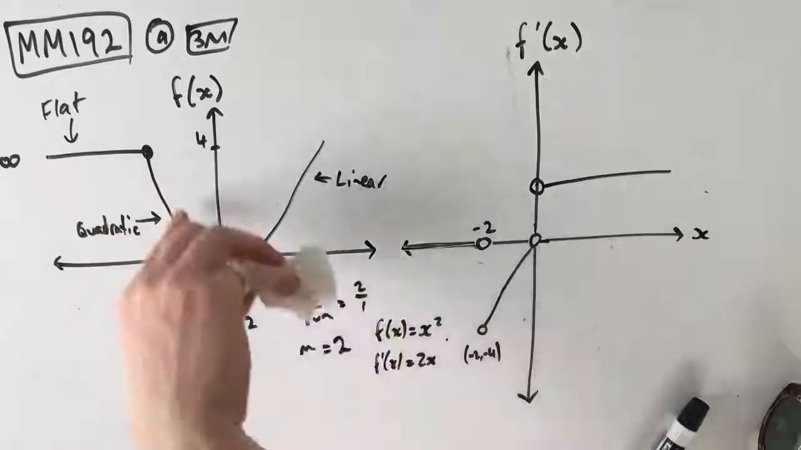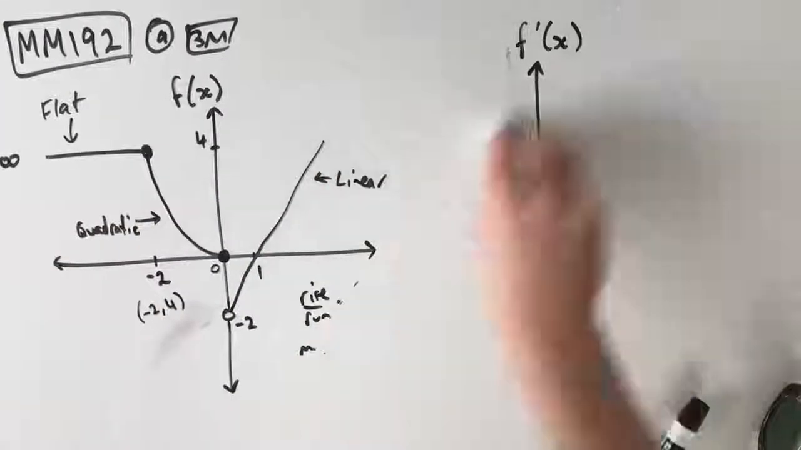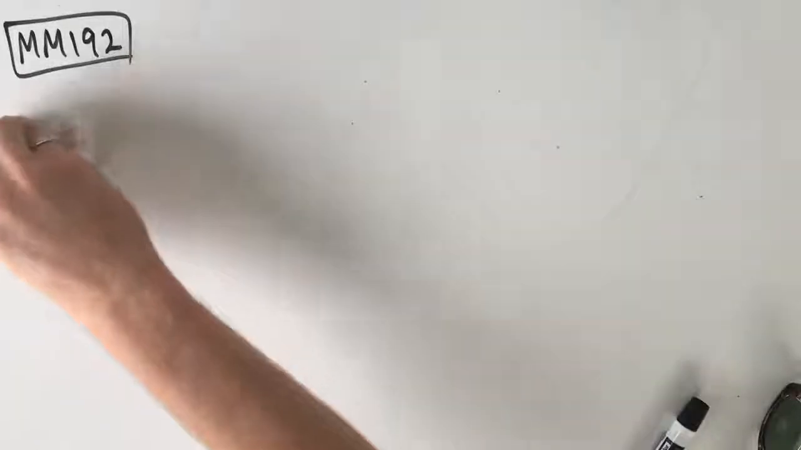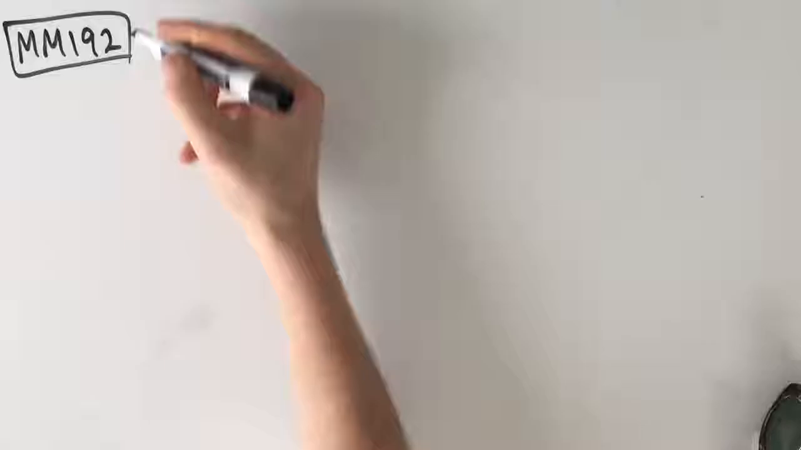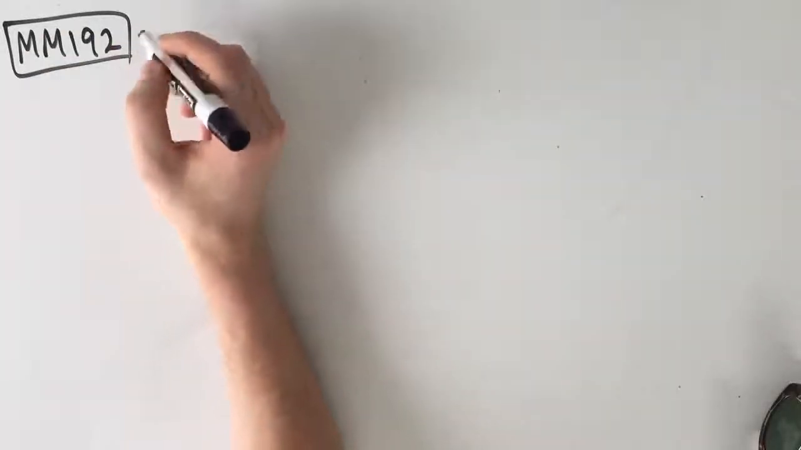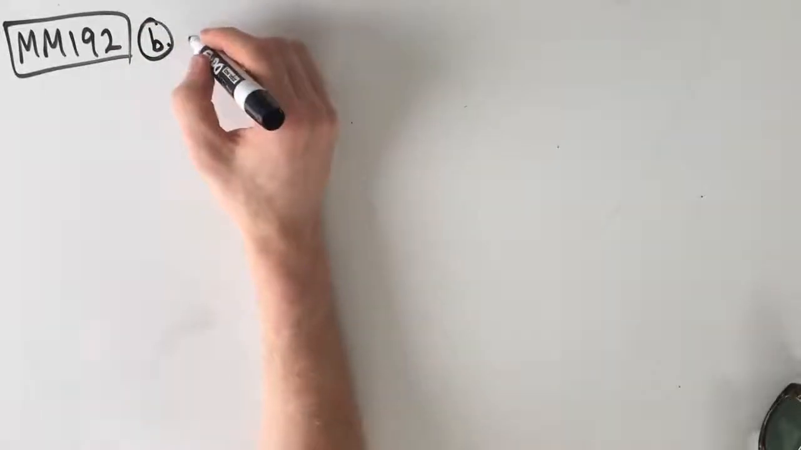All you really need to do is make sure that you pay attention to what the gradient is of each one of these. Alrighty. So part B, and part A was worth 3 marks, and each mark just comes for each section of the graph. Part B is 1 mark.